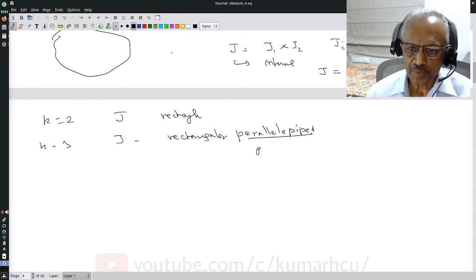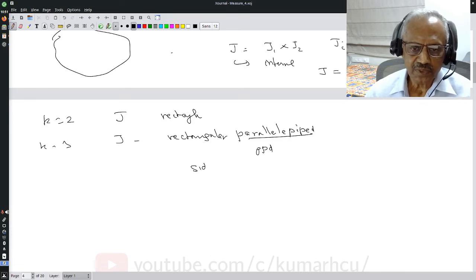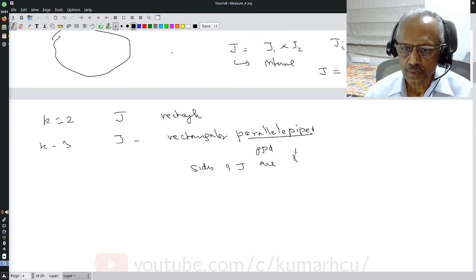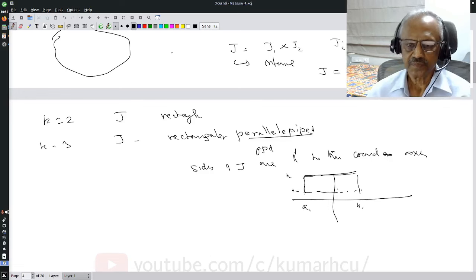Okay, it is easier to write PPD. Notice that the sides of J are parallel to the coordinate axes. That is, for example, A cross B may be like this. It's open, so just think of it as dot dot dot. This will be A1 B1, this will be A2 B2, etc. The sides are parallel to the axes.